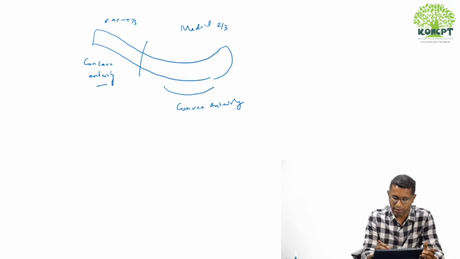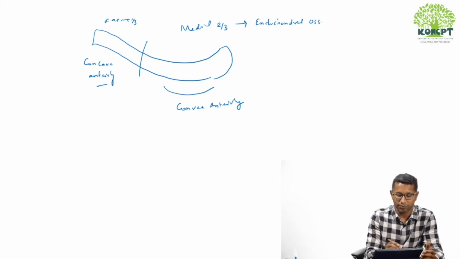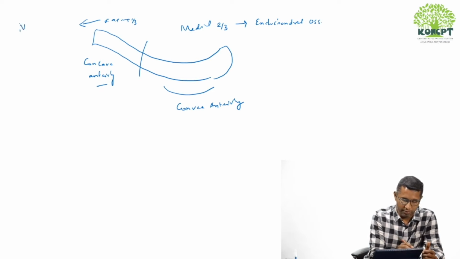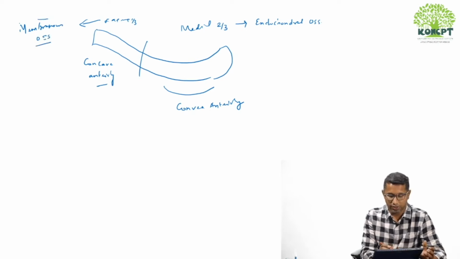If I want to say one, the medial 2/3 of the clavicle ossifies from cartilage, so this ossification type is called endochondral ossification. The lateral 1/3 of the clavicle ossifies from a membrane, which is called membranous ossification.